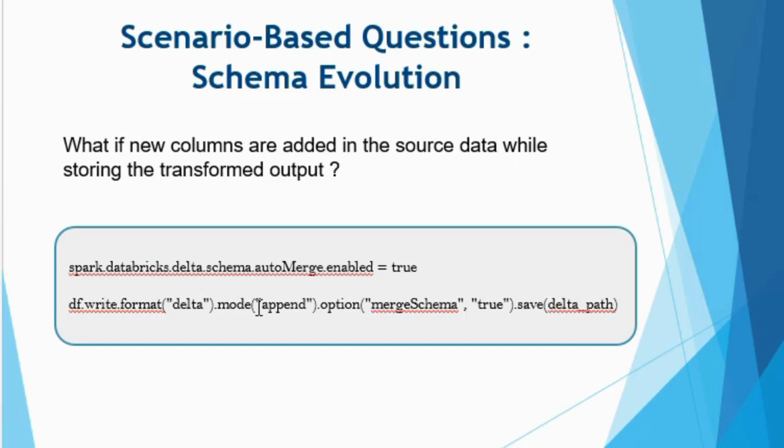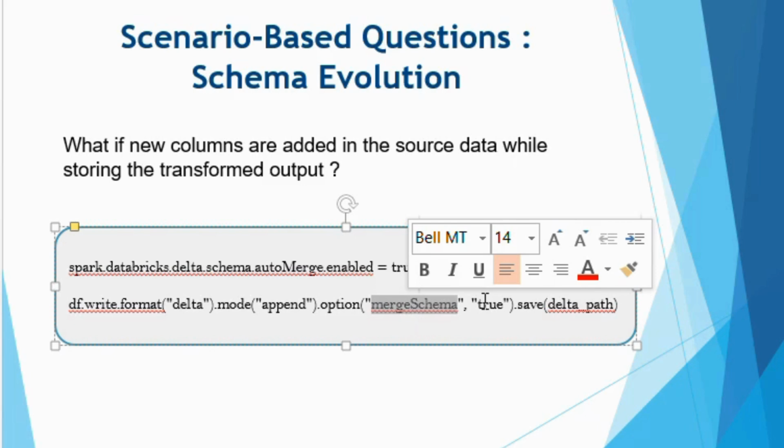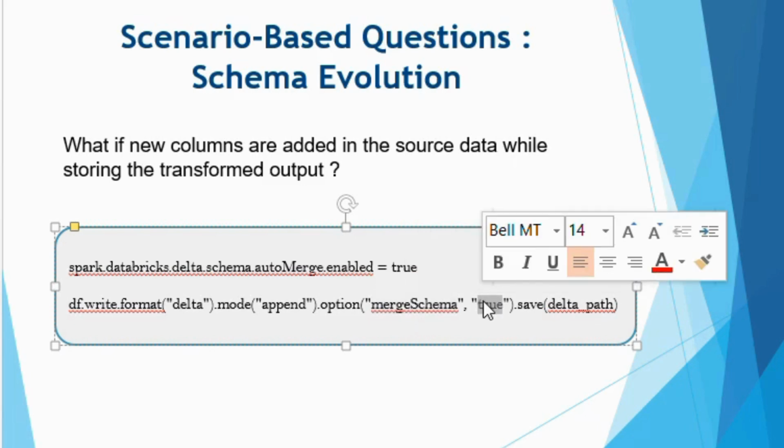For that, first you need to enable the configuration, like schema auto merge, by setting this variable to true. And then while writing we can use one option parameter called mergeSchema and pass the parameter as true. So in this way, if we get any extra column, it will not throw any error and it will write it down.